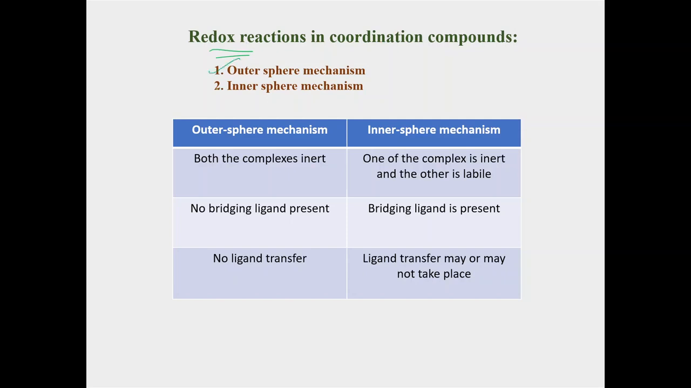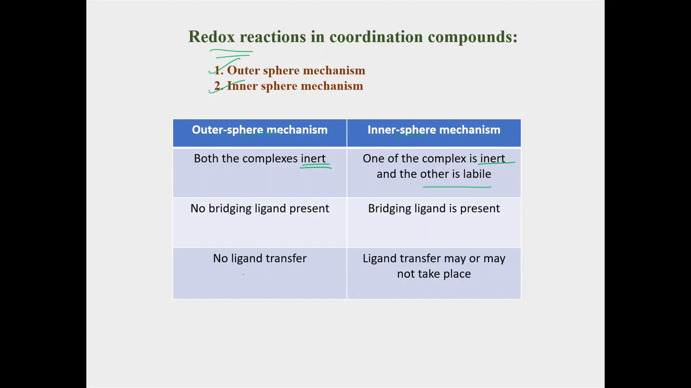One is outer sphere mechanism and the other is inner sphere mechanism. So what are the general differences between outer sphere and inner sphere mechanism? In outer sphere mechanism, both the reactants which are present are inert in nature, whereas in inner sphere mechanism, one of the complexes is inert and the other is labile in nature. And in outer sphere mechanism, there is no bridging ligand present. In inner sphere mechanism, bridging ligand is present.